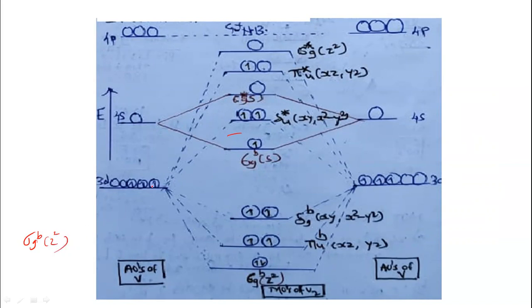So this is supposed to be the dz square orbital, and this is also the dz square orbital. Dz square overlaps with dz square, forming a pure sigma bond, sigma g bonding dz square.